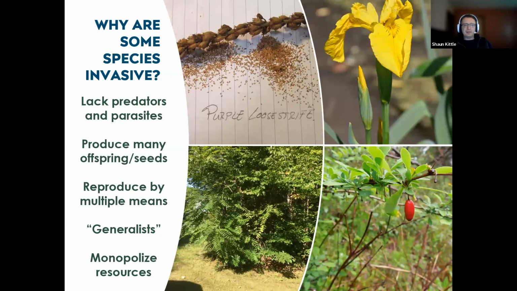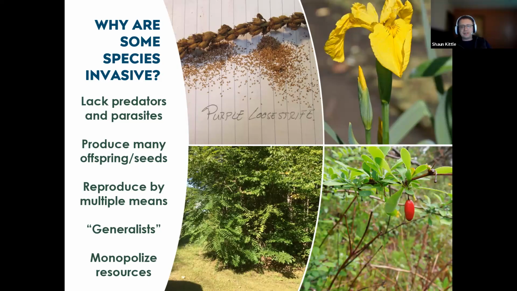So next we have produce many offspring and or seeds. In the top left there, purple loosestrife. You can see all those seeds underneath it on that paper there. Purple loosestrife, one plant can produce millions of seeds, just one plant. Next, we have produced by multiple means. So right next to that, the yellow flower there is yellow iris, and that can reproduce by producing seeds or through these incredibly fast-growing rhizomes.